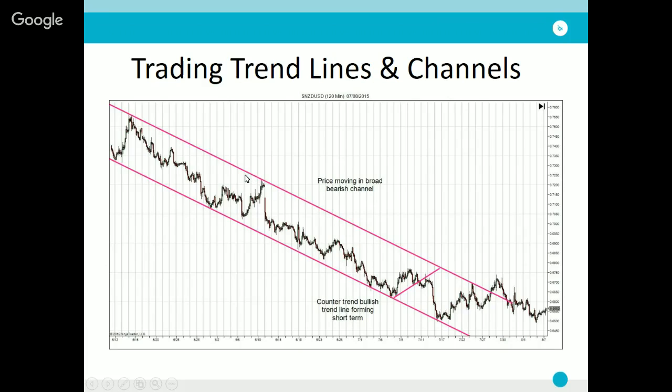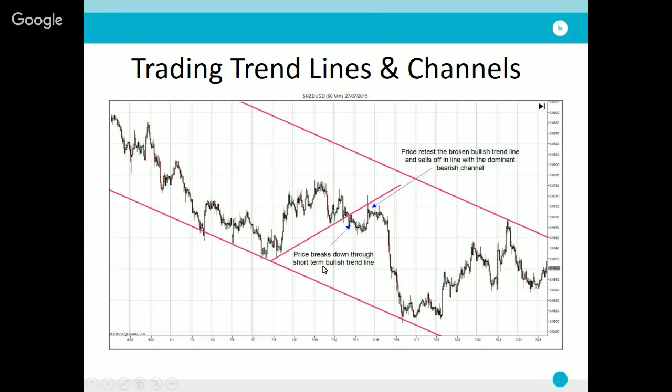So we're moving within our broader bearish trend, so we know that the dominant move here is to the downside, but then we identify a shorter term counter trend move, in this instance a bullish move, okay? So we can then look to play a break and retest of this level, anticipating a resumption of the trend. So let's zoom in on this area and take a look at it more closely.